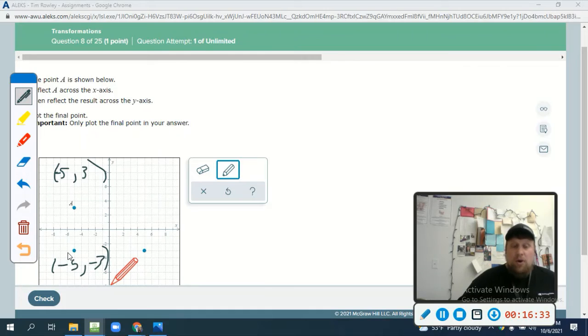When I reflect this across the y, again, it doesn't change the y value, so I know right away this point is going to still be at negative 3 on the y. But what did it do to the x? It brought it from negative 5 to positive 5.